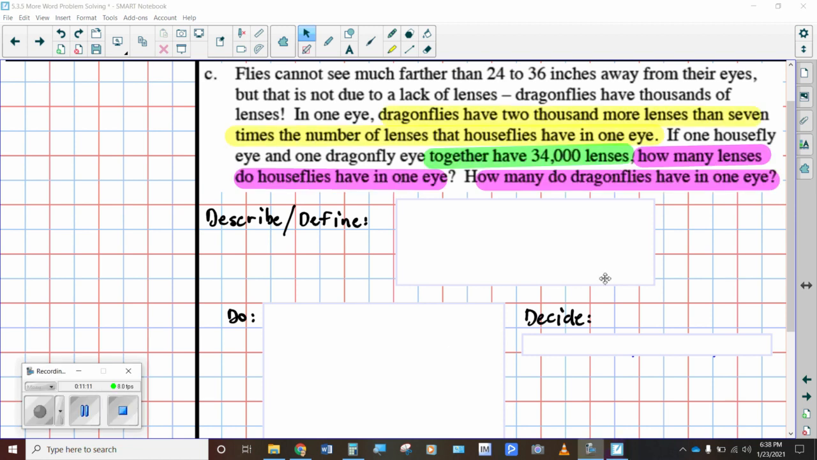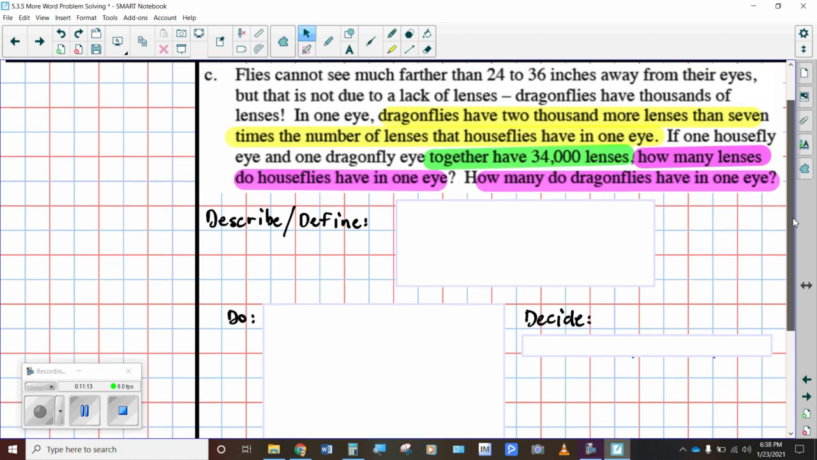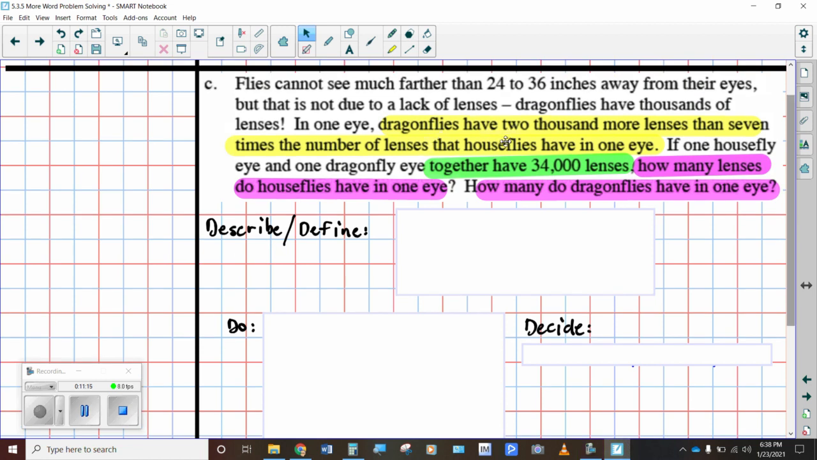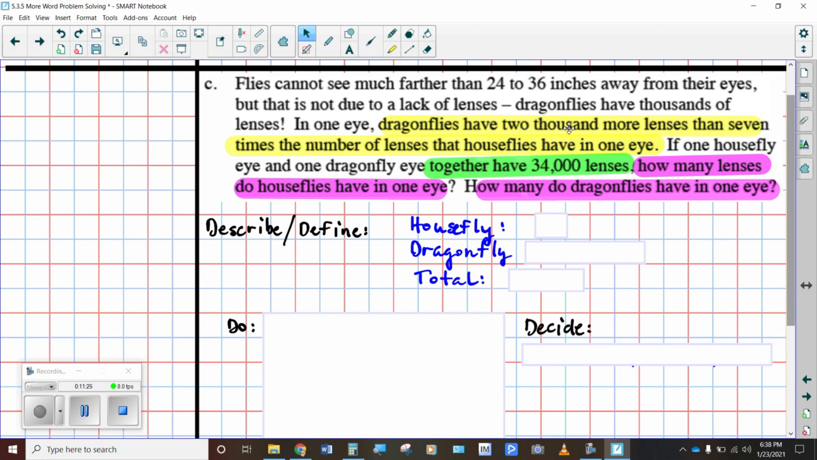All right, so reading through the problem, it becomes apparent that we've only got two variables. You've got dragonflies and houseflies. So this is about the number of lenses that they each have in one eye. And so according to this information, dragonflies have 2,000 more lenses than 7 times the number of lenses that houseflies have in one eye.